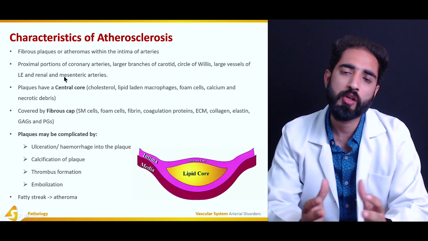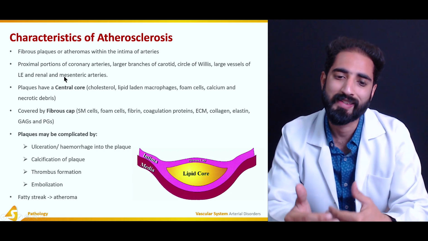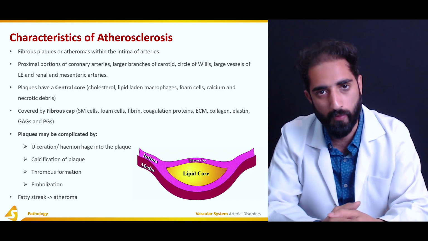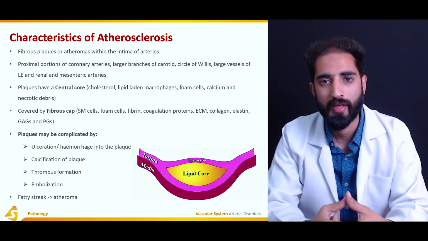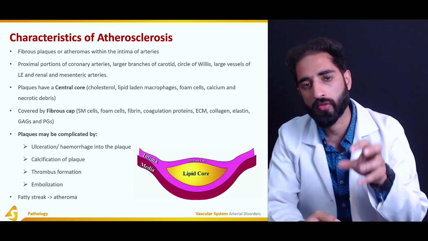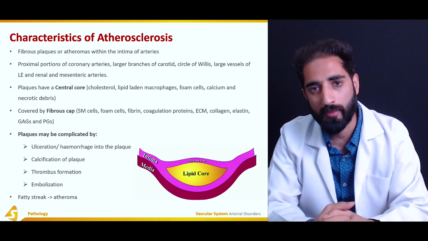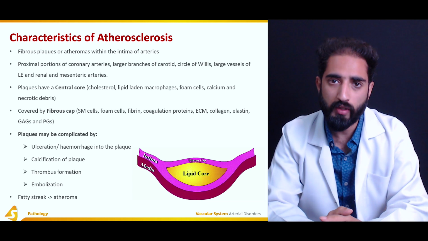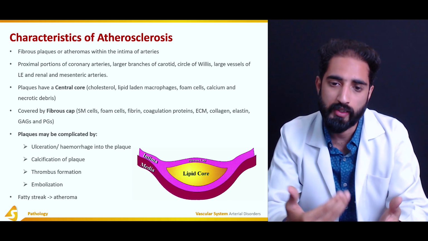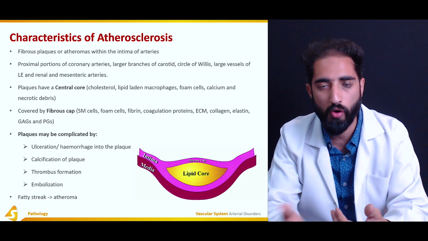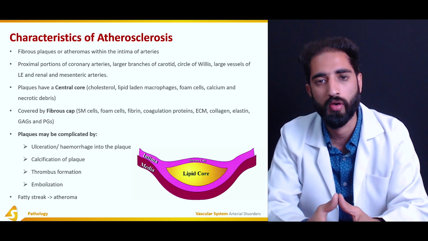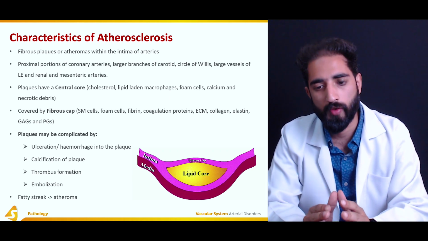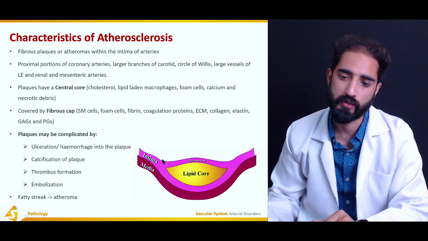Now, the atherosclerotic plaque has two distinct regions or zones. One is the central core and the second is the fibrous cap. In the central core, you would find that it is composed of cholesterol and lipid-laden macrophages, which have engulfed that lipid, and these lipid-laden macrophages then convert into foam cells, which are also found in the central core, along with calcium and necrotic debris.